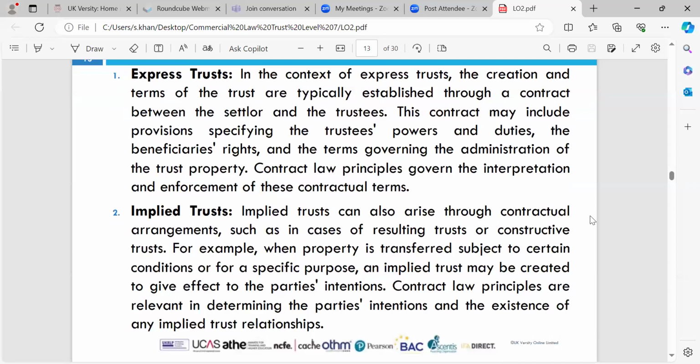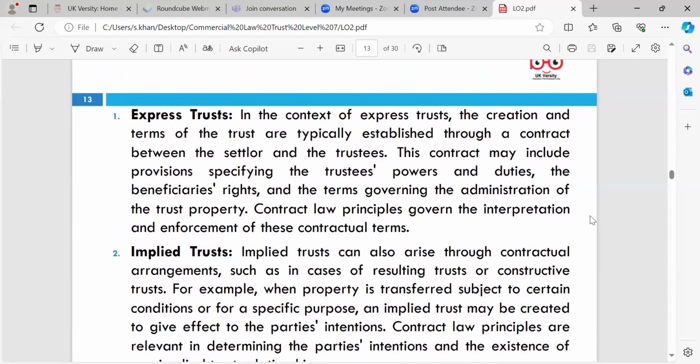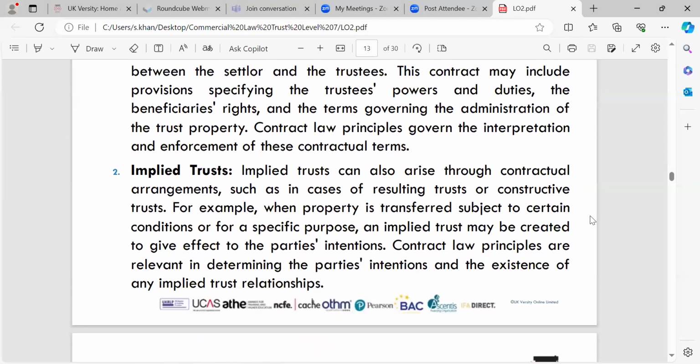Express trust. In the context of an express trust, the creation and terms of the trust are typically established through a contract between the settlor and the trustees. This contract may include provisions specifying the trustees' powers and duties, the beneficiaries' rights, and the terms governing the administration of the trust property. Contract law principles govern the interpretation and enforcement of these contractual terms.